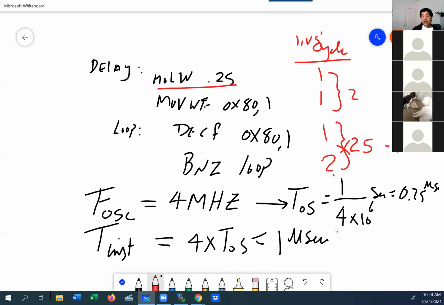So if somebody asks, 3 times 25 is 75, minus 1 is 74, plus 2 is 76. That means this whole code takes 76 times 1 microsecond. So the whole thing takes 76 microseconds.